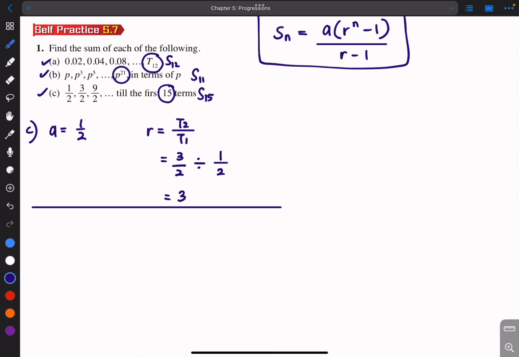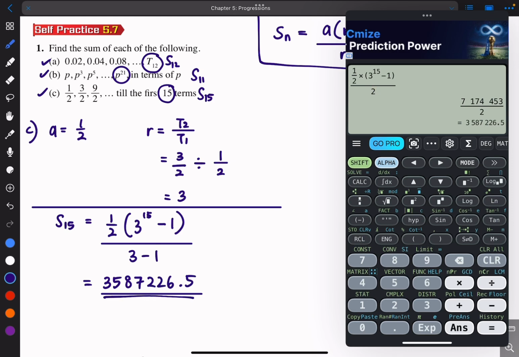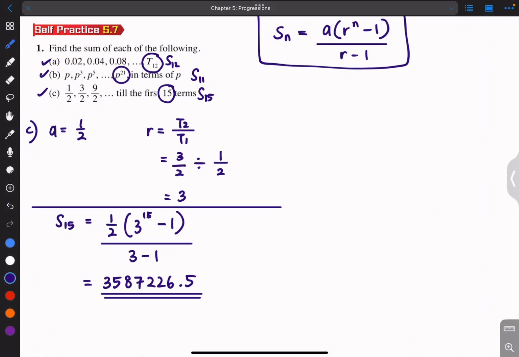Now we can just go ahead and find S15. So S15 would be A(R to the power of n, which is 15, minus 1) over R minus 1. So the whole thing we can put in our calculator. On top here we have 1 over 2 times 3 power 15 minus 1. Down here we have 3 minus 1, which is 2. That gives 3587226.5. Done. That's it. This will be the sum of the first 15 terms.